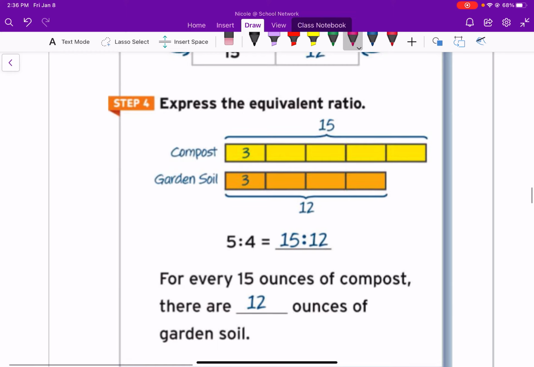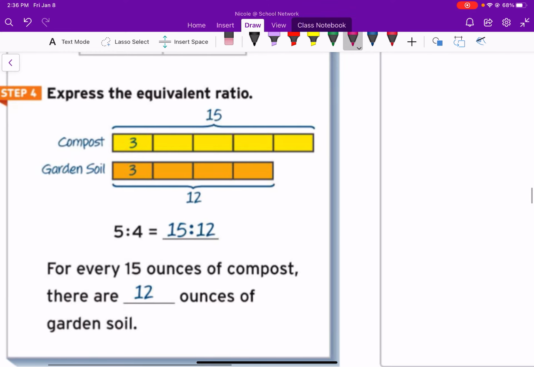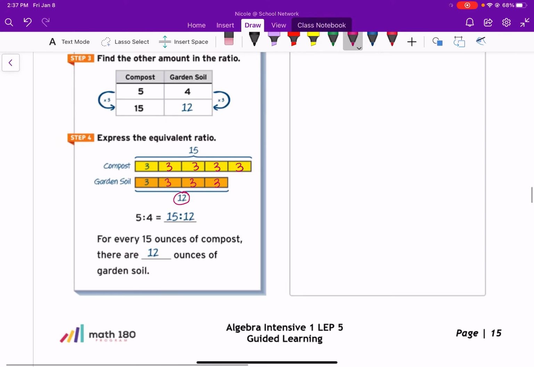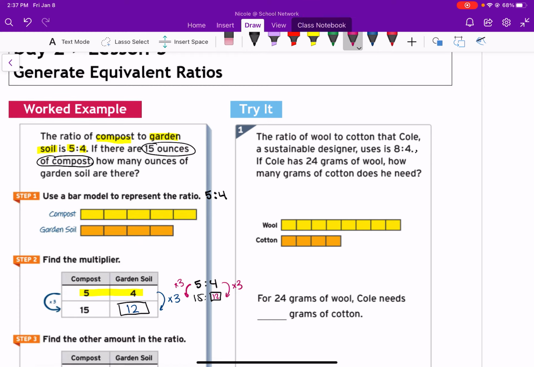We can also double check using the previous lesson, how we did it on the previous lesson. If this was 12, each part would be 3, right? And so if each part is 3 up here, the total number of compost would be 15. So that's like the previous lesson, what we did there. Okay, so let's go ahead and try it.